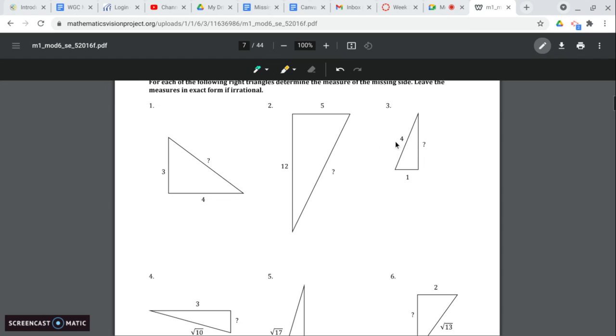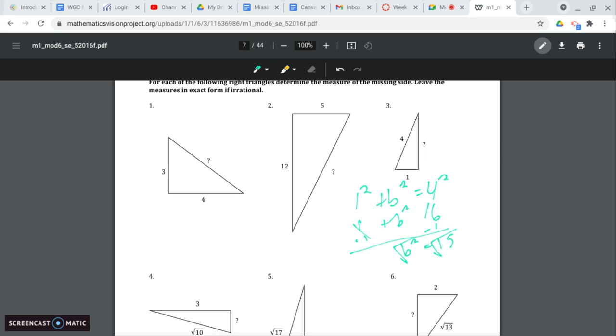So we're given the hypotenuse and one of the legs. So we've got 1 squared plus b squared equals 4 squared. 4 squared is 16, 1 squared is 1, plus b squared. Subtract the 1 away. So we have b squared equals 15. We take the square root.